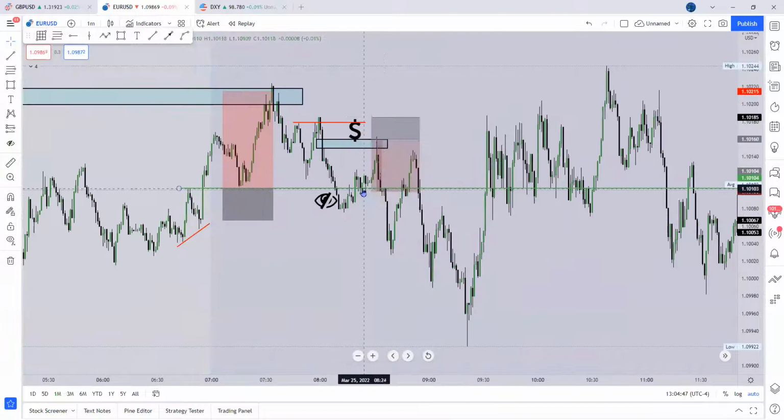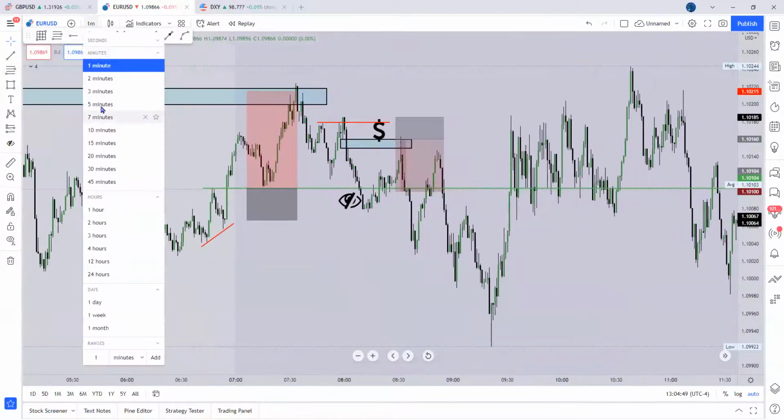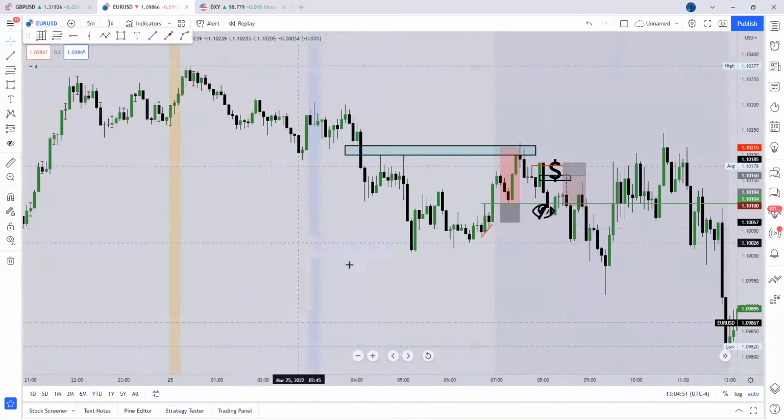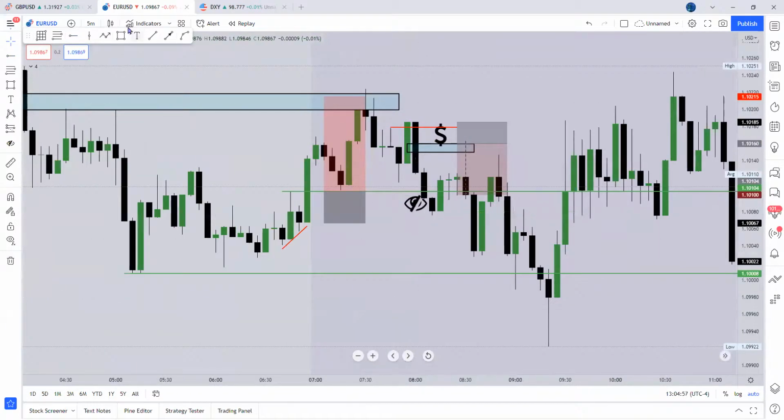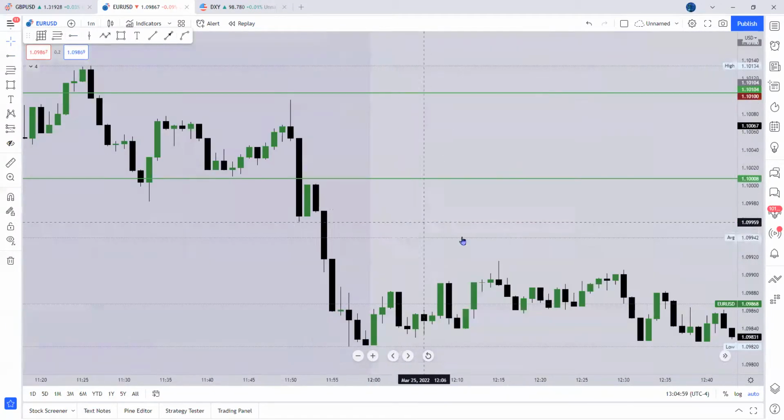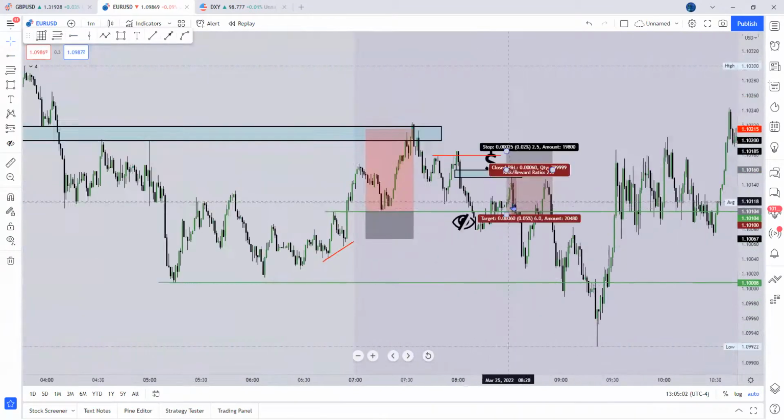Now, what is my target? Can anybody tell me what my target is? See the 5 minute. Well, my target seems to be here. Anything else is whatever, right? We want to base our targets off structure. That's down here.